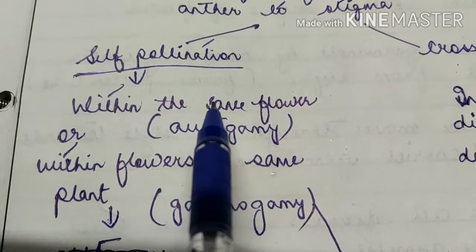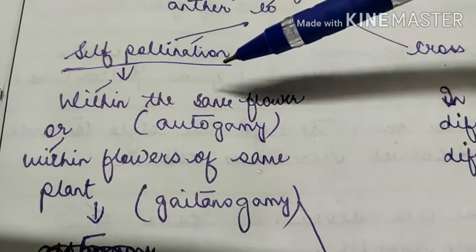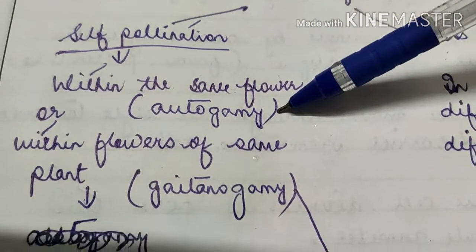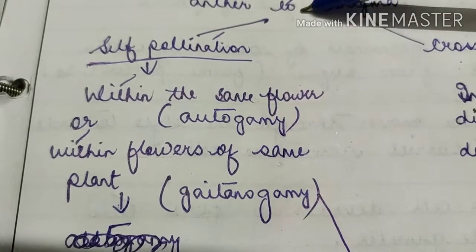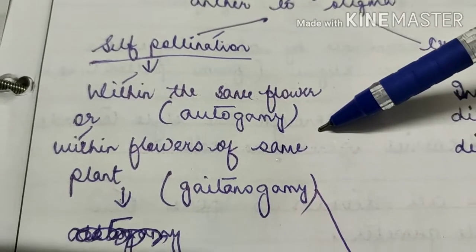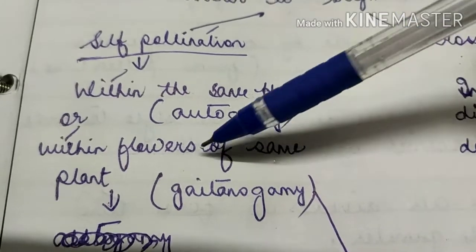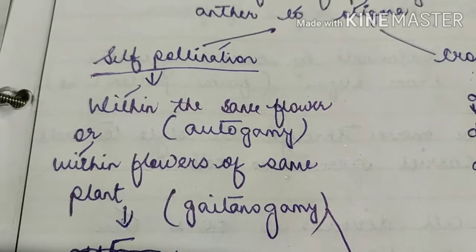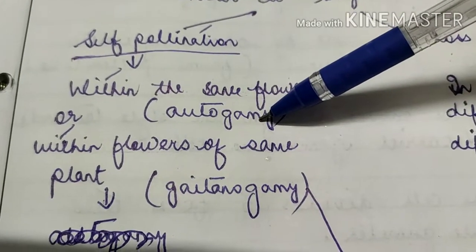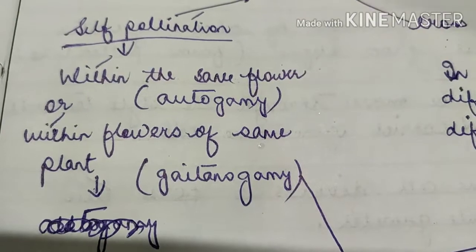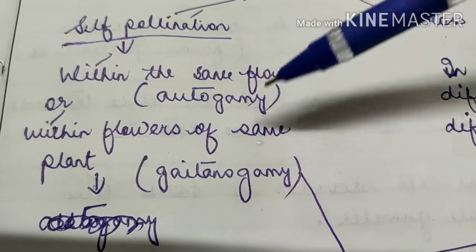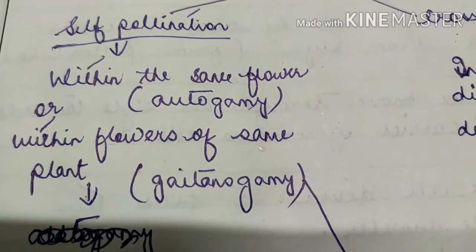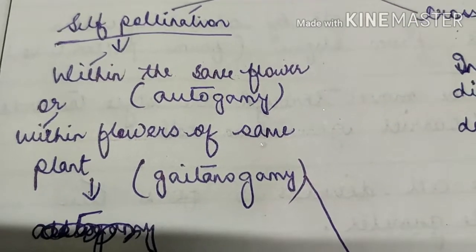If the pollen grains from anther to stigma are transferred within the same flower, we call it autogamy. If the anther of one flower is transferred to the stigma of another flower present on the same plant, we call it geitonogamy. Both are under self-pollination. Autogamy takes place very easily on its own because the anther and stigma lie close to each other so that pollen grains can fall from anther to stigma. They are arranged in such a way that the anther and stigma come in close contact and pollination takes place.